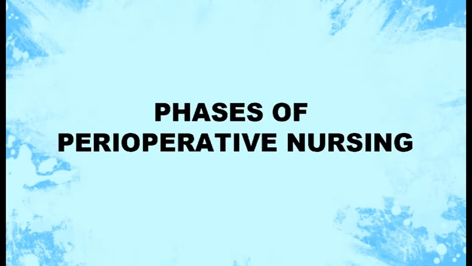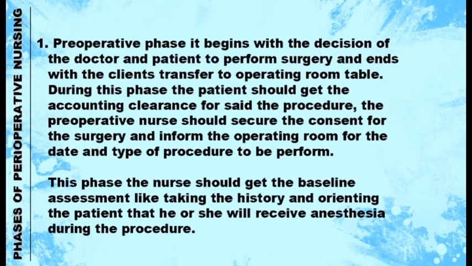Phases of perioperative nursing. 1. Preoperative phase. It begins with the decision of the doctor and patient to perform surgery and ends with the client's transfer to the operating room table. During this phase, the patient should get the medical clearance and informed consent for the procedure. In this phase, the nurse should get the baseline assessment, like taking the history and orienting the patient that he or she will receive anesthesia during the procedure.